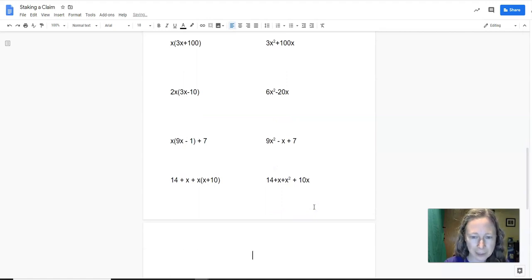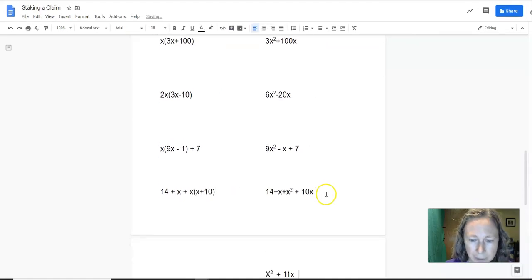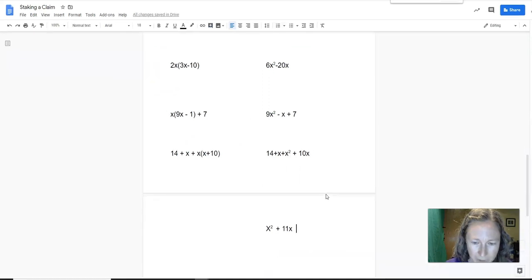And then that will end up being, I'll write them in descending order by exponent, x squared plus 11x plus 14. X squared plus 11x plus 14 is that one in its most simplified form.